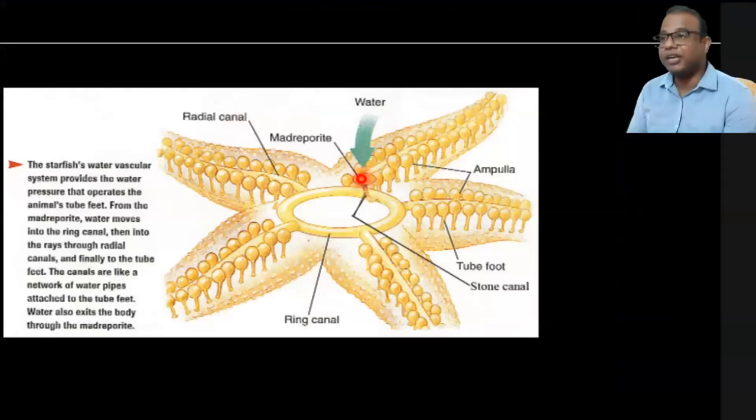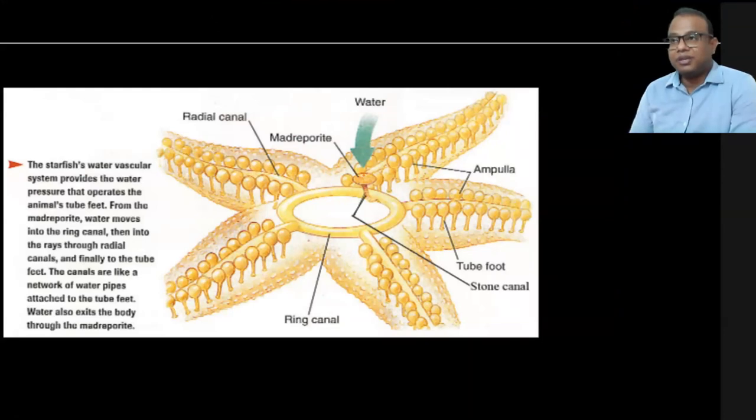It is called madreporite. So this sucks water inside this ring. This is called the ring canal. So water enters into the water vascular system through this structure called madreporite, and then it goes into this ring canal. From the ring canal, you have five tubes which are radiating into the five arms of the starfish.